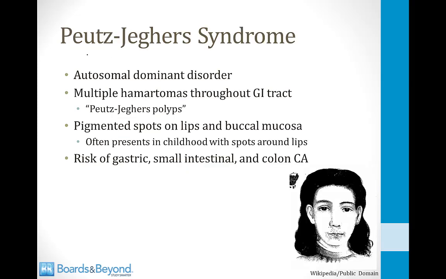and there's surveillance colonoscopy that's performed in order to detect cancer at early stages. There's a rare syndrome called the Peutz-Jeghers syndrome, which is an autosomal dominant disorder where children develop multiple hamartomas throughout their GI tract.